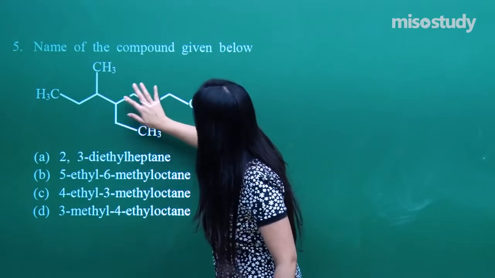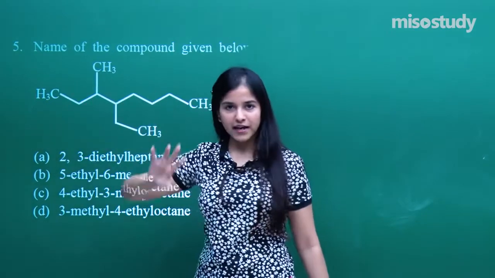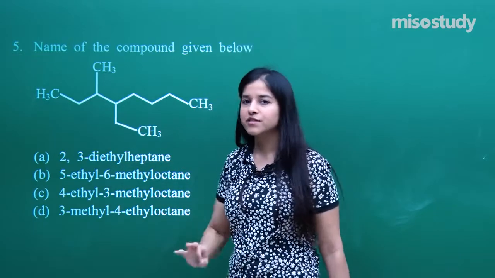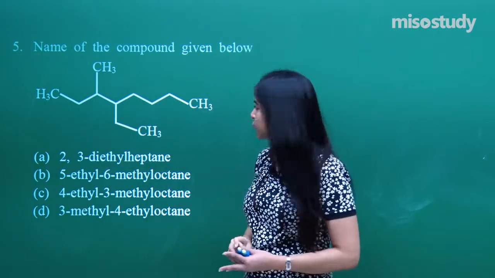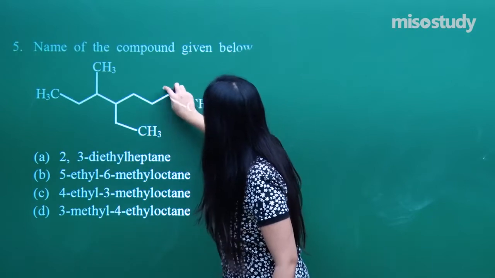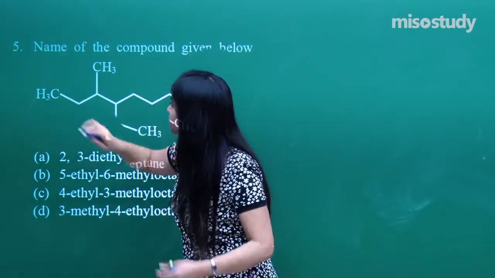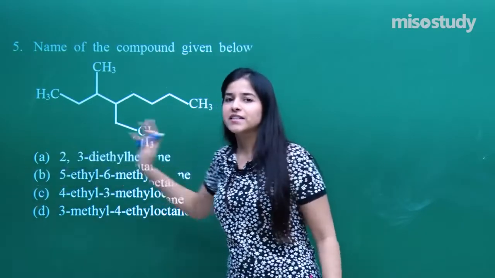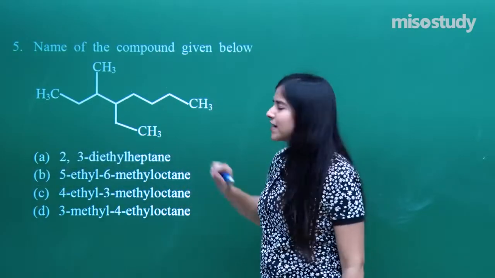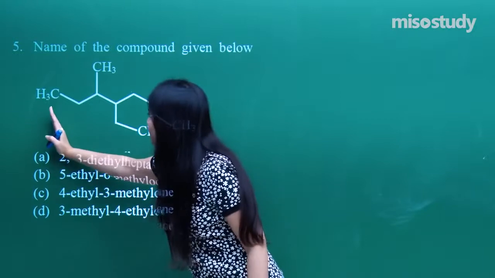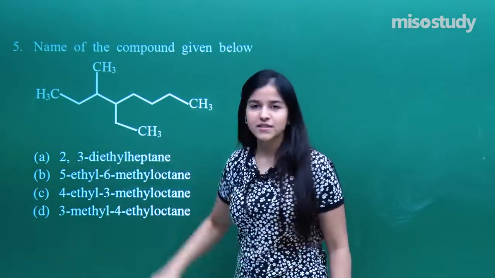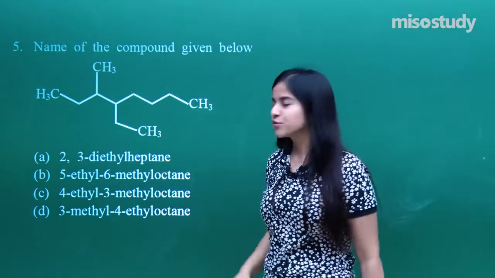1, 2, 3, 4, 5, 6, 7, 8. 8 carbons. 1, 2, 3, 4, 5, 6, 7. 7 carbons. That means I've got my word root, that is 1, 2, 3, 4, 5, 6, 7, 8. Now the question is either from this direction or that direction. It must be very evident that if I start numbering from this side, I get the lowest possible set to the substituent. So that is how we are going to do it.